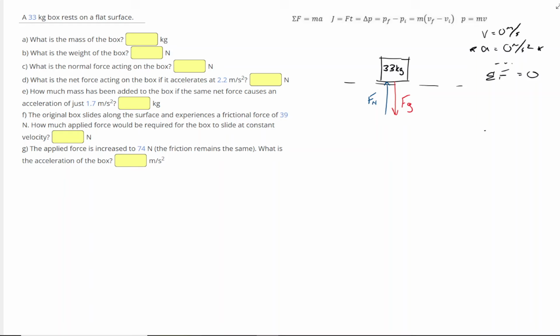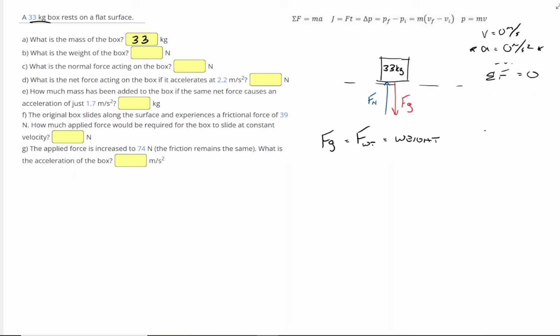So let's start answering the questions. Well, they gave us something in kilograms, and so I know my mass is 33 kilograms. But what is the weight? Well, weight is the same as the force due to gravity. So Fg is also known as the force of weight, or just weight. And what is Fg? How would you evaluate that?